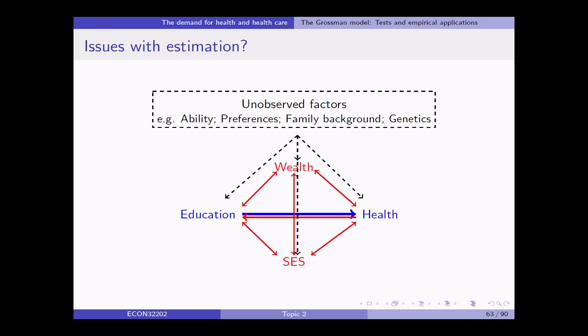But we need to worry also about unobservable factors. So ability, linking again to the education economics literature, is unobservable. Ability is strongly related to education, but ability is also going to affect health. So we've got these unobserved factors that can affect both education and health. It's not clear which way around these relationships might operate.